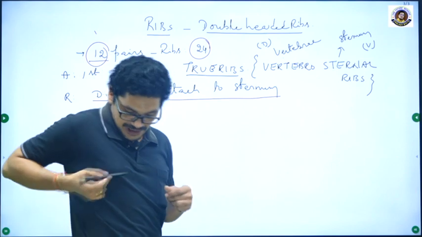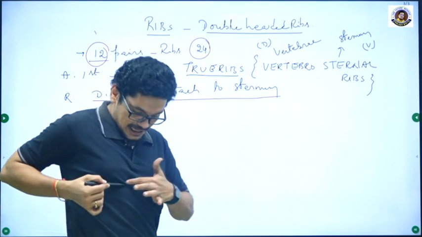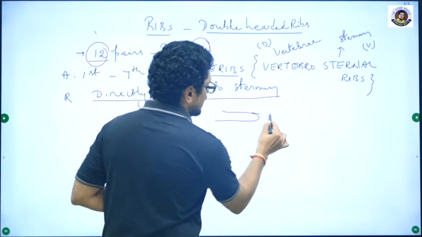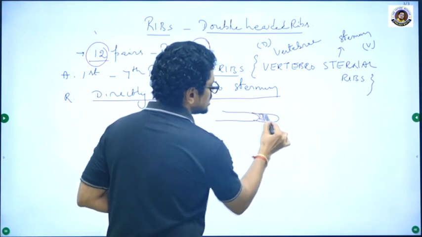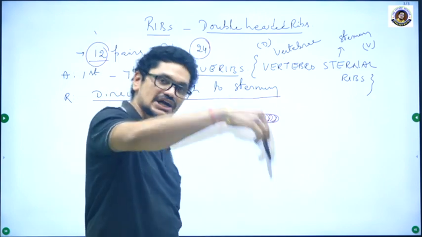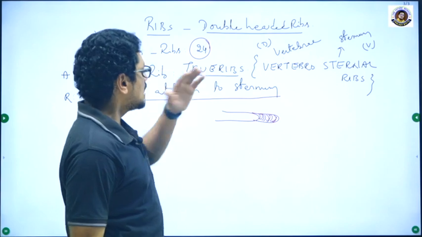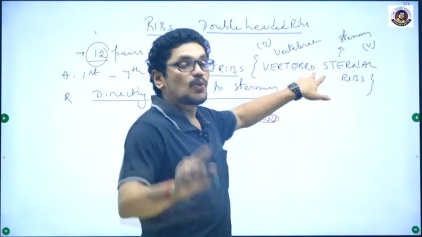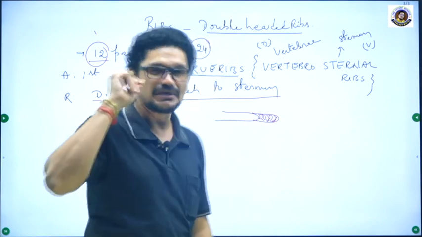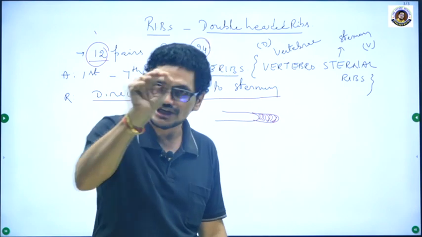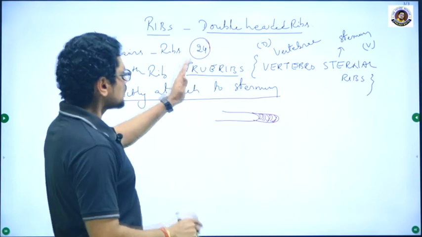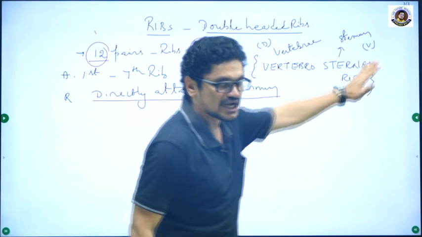Don't miss it. Why? Because this is the rib. Imagine this is the rib, at the end of which the hyaline cartilage will be there. The end of the rib has hyaline cartilage. With the help of cartilage, they attach to the sternum. And true ribs are also called vertebrosternal ribs. All these may be framed in statement model questions also. Which of the following statements are true regarding the ribs of human beings? True ribs are also called vertebrosternal ribs.